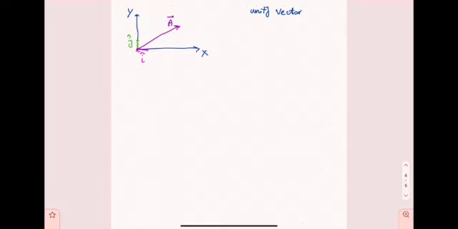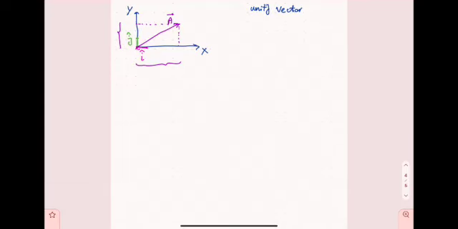A is a vector in this space of x and y. And if we project A onto these two axes, x and y, then we end up having a component of this much on the x-axis and a component of this much on the y-axis, right?